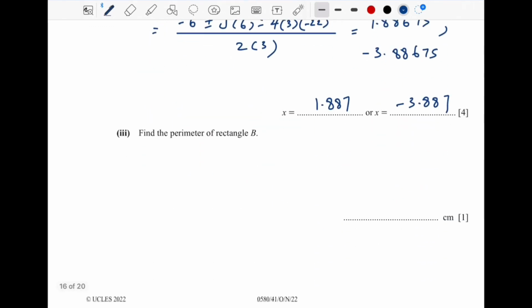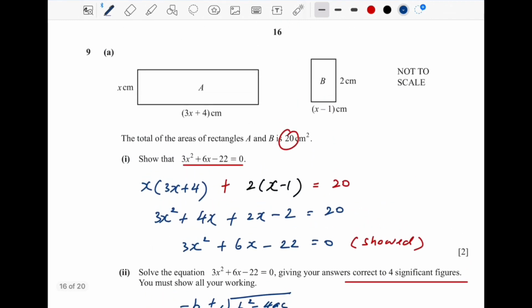Find the perimeter of rectangle B. The perimeter for rectangle B is 2 plus 2, 4, plus x minus 1 plus x minus 1, 2x minus 2, so 2 plus 2x. That's the perimeter for rectangle B, 2 plus 2x. But can I leave this as a final answer? Of course not. You know why?